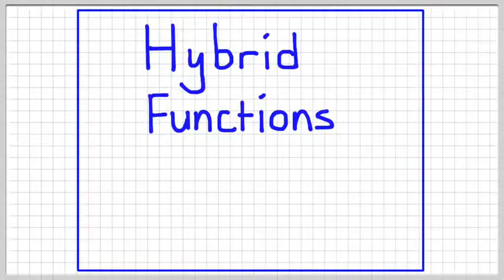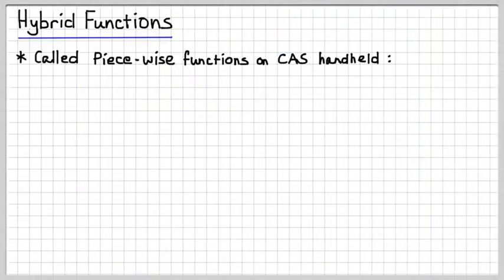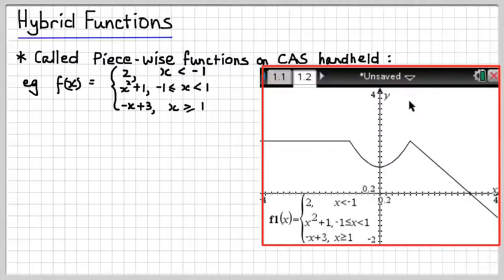Right, let's have a look at hybrid functions, also known as piecewise functions by the Americans. Hybrid functions are called piecewise functions on the TI CAS handheld, so you'll see them referred to as piecewise functions. Here is a piecewise function for us on our CAS handheld.